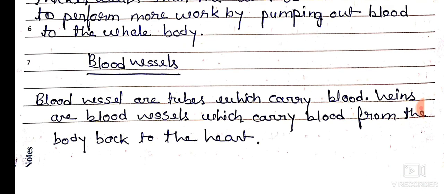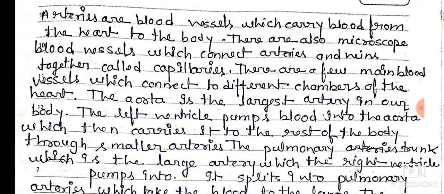Next is blood vessels. Blood vessels are tubes which carry blood. Veins are blood vessels which carry blood from the body back to the heart. Arteries are blood vessels which carry blood from the heart to the body. But there are also microscopic blood vessels which connect arteries and veins together, called capillaries. There are a few main blood vessels which connect to different chambers of the heart.